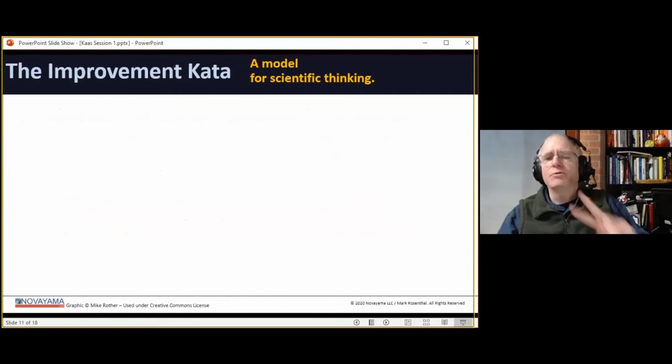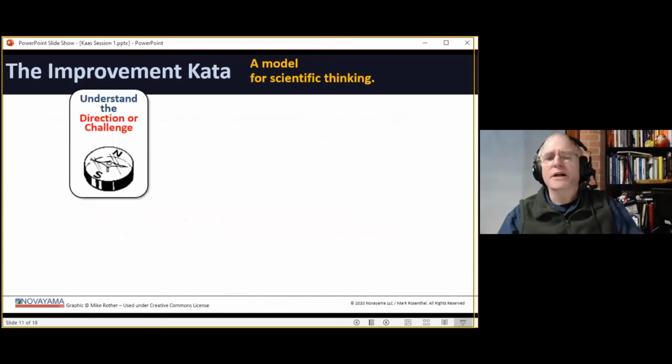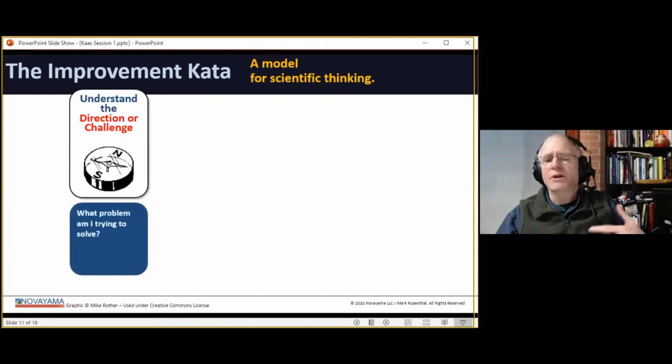And the first one he calls the Improvement Kata, and it has 4 fundamental steps. One is understand the direction and challenge, which is the bigger picture of where you're trying to go. So at a higher level, what problem am I trying to solve as an organization? And maybe it's I need to get my lead time down to 3 days, because right now it's at 6 weeks. Or what am I trying to learn about?